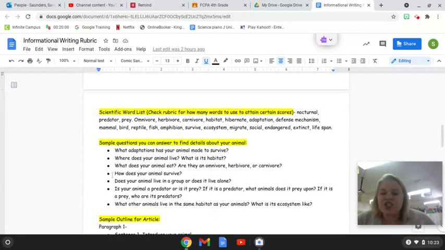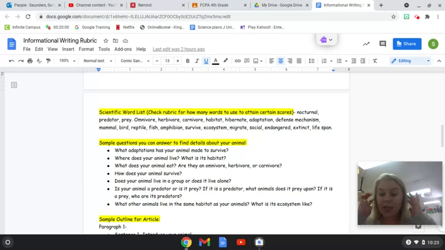Here are some questions you can be thinking about to help give you the details and facts about your animal. What adaptations has your animal made to survive? If it's a bird, is their beak shaped a certain way that helps them survive? If it lives where it's really hot, how have they adapted to live in the heat? If it lives where it's really cold, what's on their body that helps them live in the cold? Where does your animal live? So what's its habitat? Does it live in the desert? Does it live in the rainforest? What does your animal eat?